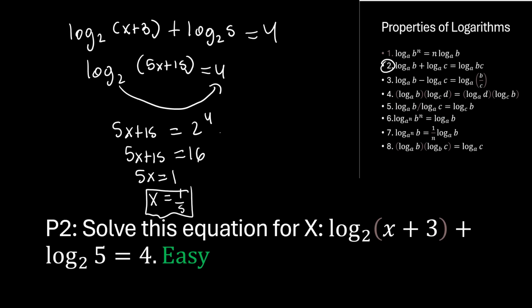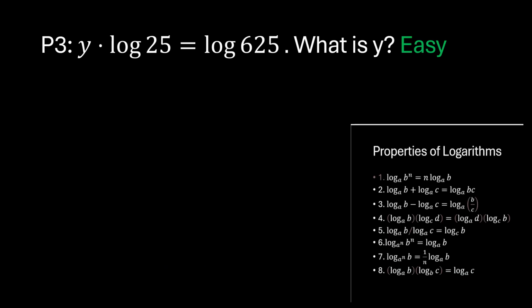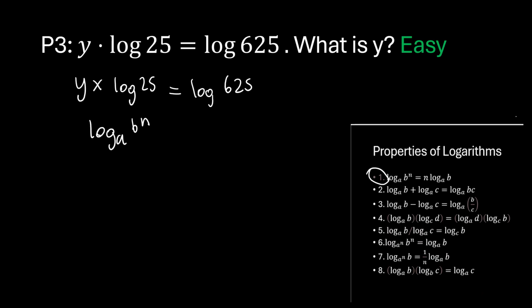This is an easy example, and logarithmic problems only get harder from here. Let's do another easy example. So we have y times log of 25 is equal to log of 625. So we need to see what property will help us solve this equation. And property 1 seems to help us, because log base a of b to the power of n equals n times log base a of b.